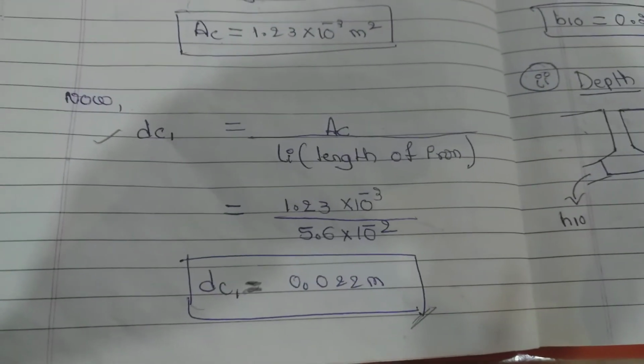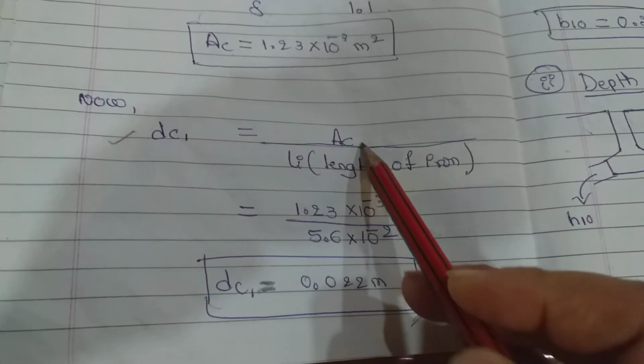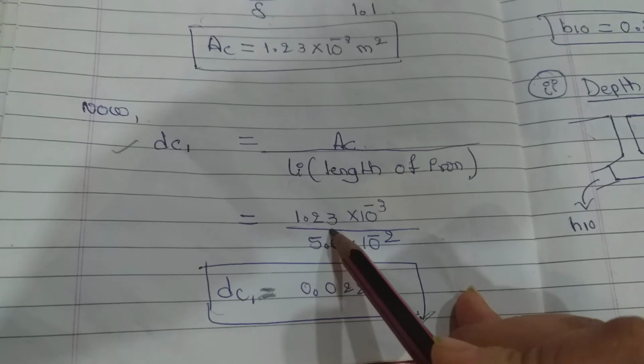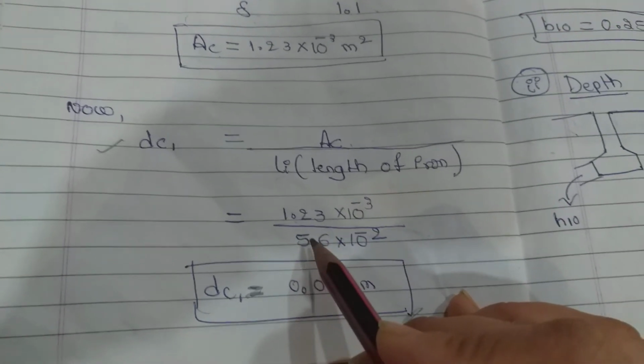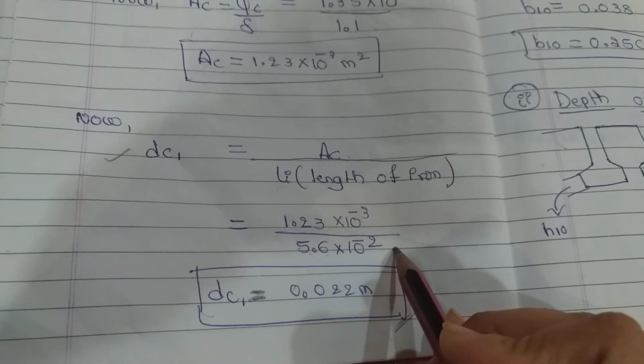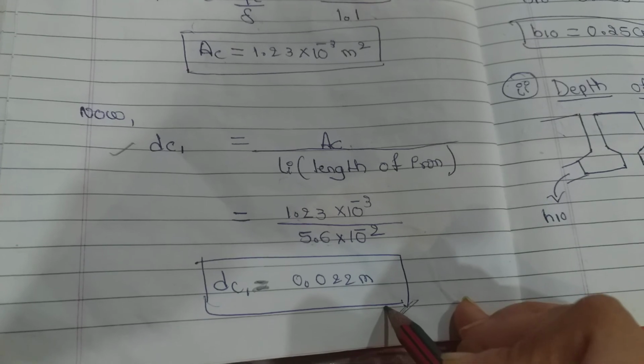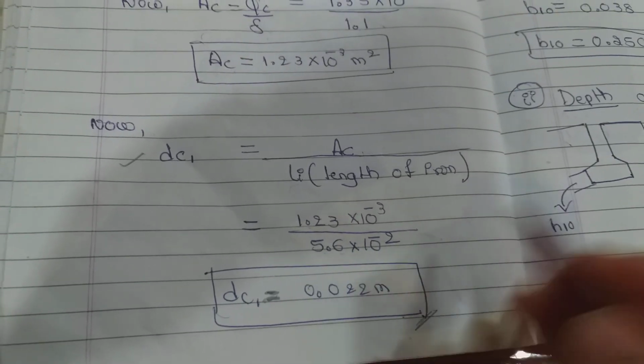Now let us substitute in the depth of the stator core formula. DC1 is equal to AC, which we have just got, 1.23 into 10 raised to minus 3, divided by the length of the iron 5.6 into 10 raised to minus 2. So DC1, how much have we got? 0.022 meter. Thank you.